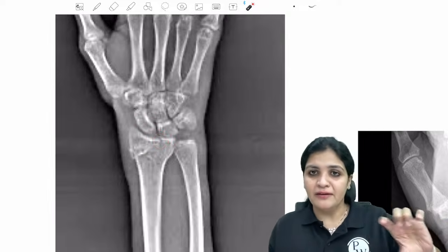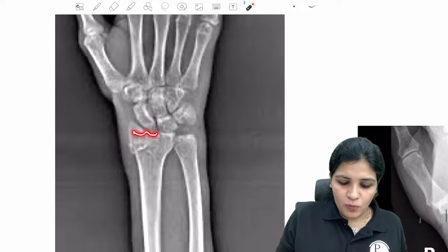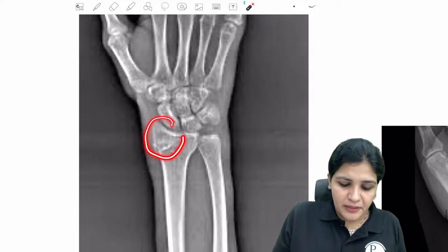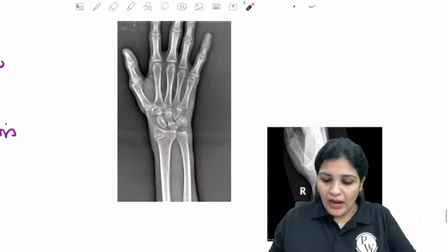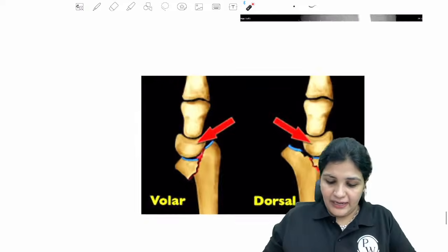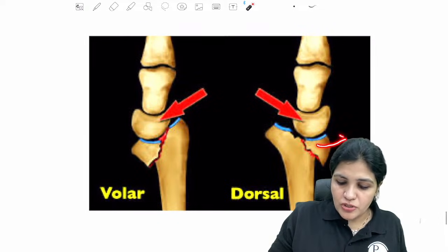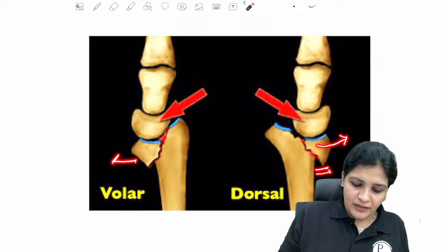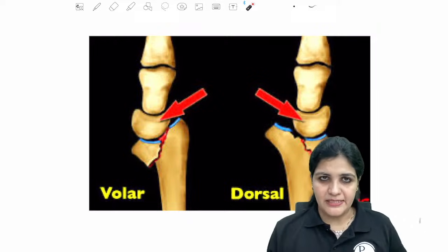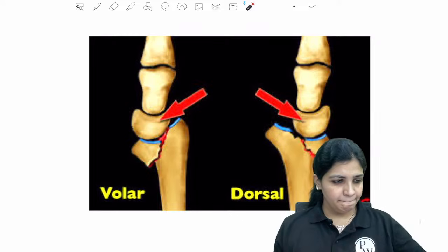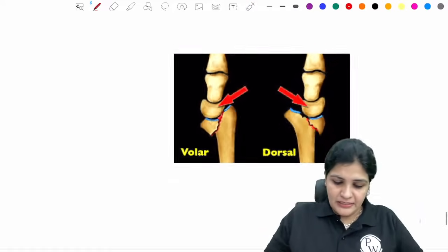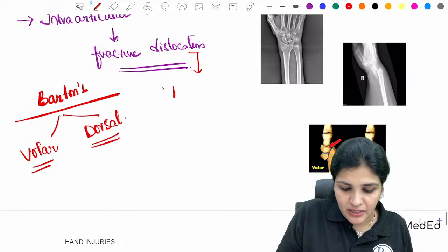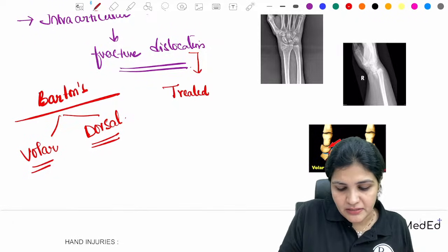So whenever you see a distal radius fracture which is involving the joint line, this is called the Barton's fracture. And now this particular fragment again can go either dorsally or ventrally like this. So if this fragment goes dorsally, this is called a dorsal Barton's. If it goes ventrally, this is called a volar Barton's. Clear? So any Barton's, because I have told you this is intra-articular, treated as a fracture dislocation, it is treated surgically.